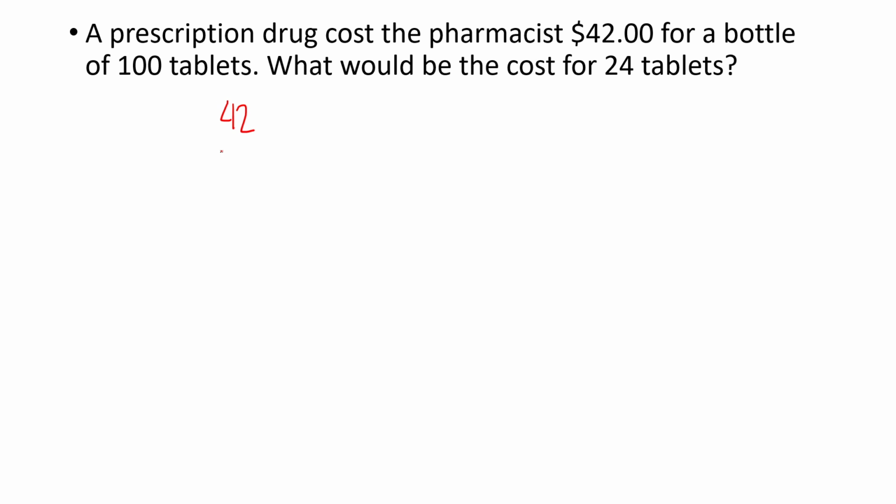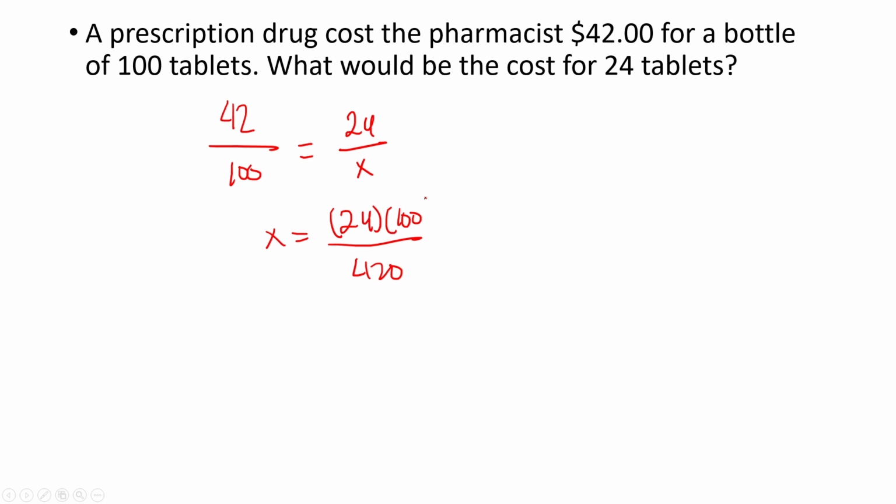So again, let's start. 42 over 100. The cost for 24 tablets is x. X would be 24 over 42 times 100. Oh, I see. I just made a mistake on my zeros. It would only actually cost $5.714. Okay, it was only $42, not $420.